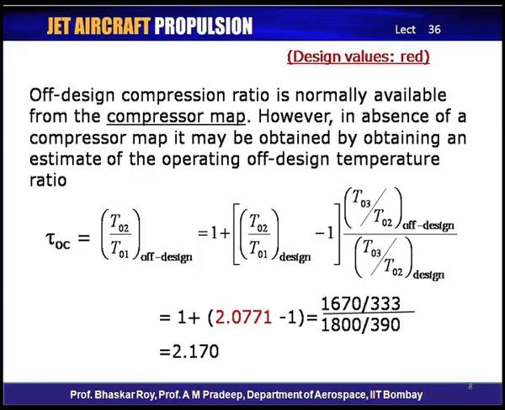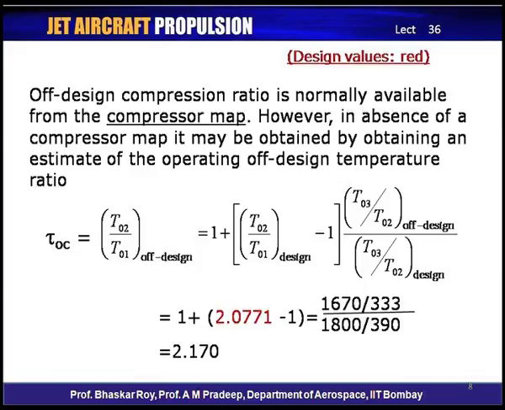Firstly, we find out what the temperature ratio under off design condition is, and this temperature ratio can be related to the design temperature ratio, which was prescribed earlier. If we use this simple thermodynamic relationship, simply finding out the design to off design ratios of the maximum to minimum temperature, and then factoring that as a possible off design temperature ratio across the compressor, we get a compression ratio of the order of 2.17.